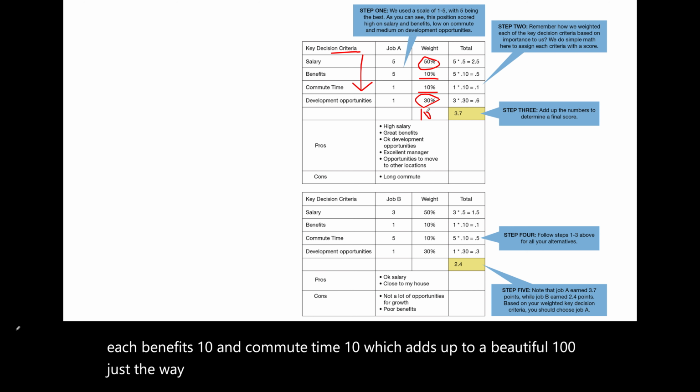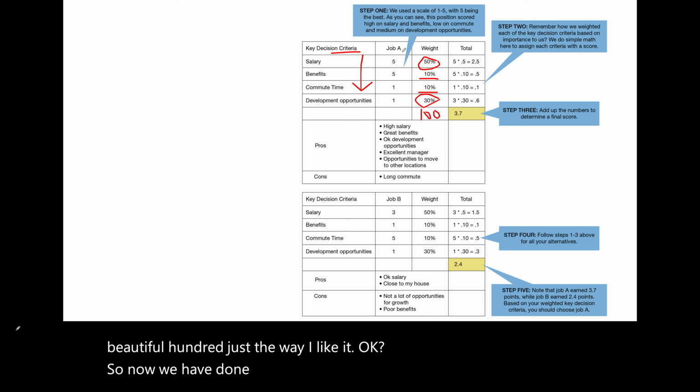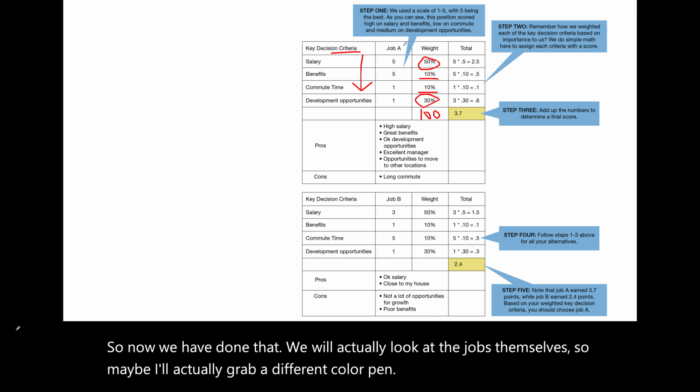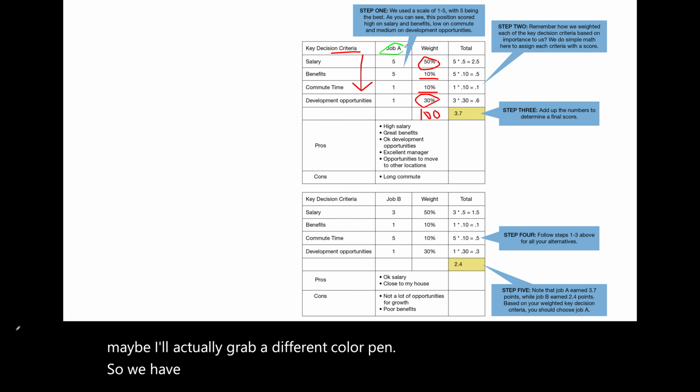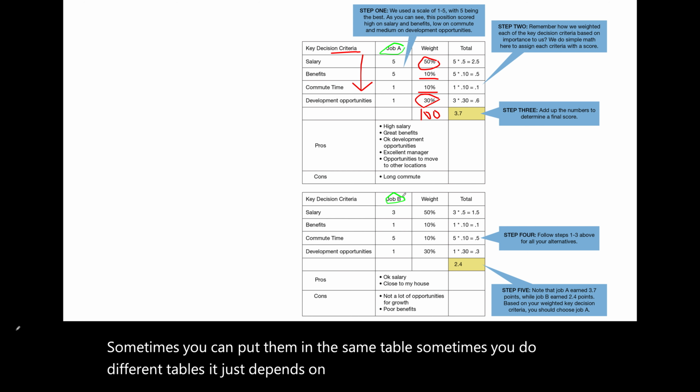Okay, so now we have done that, we will actually look at the jobs themselves. So maybe I'll actually grab a different color pen. So we have job A and we have job B. Sometimes you can put them in the same table, sometimes you do different tables. It just depends on how you want to do it. And now we will start analyzing, okay?